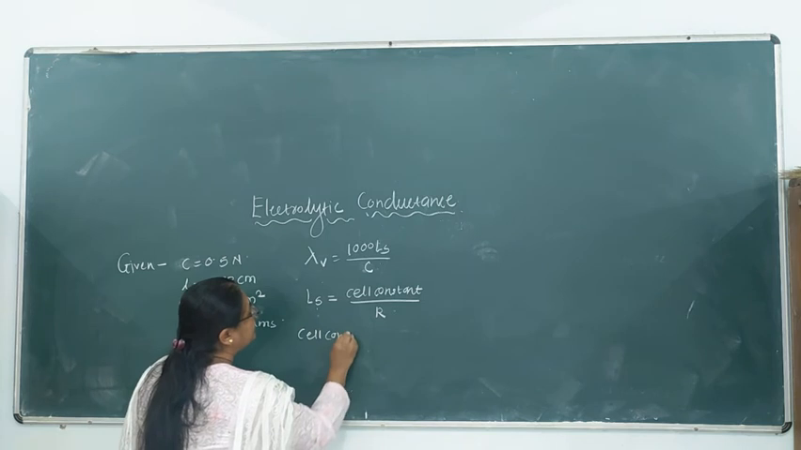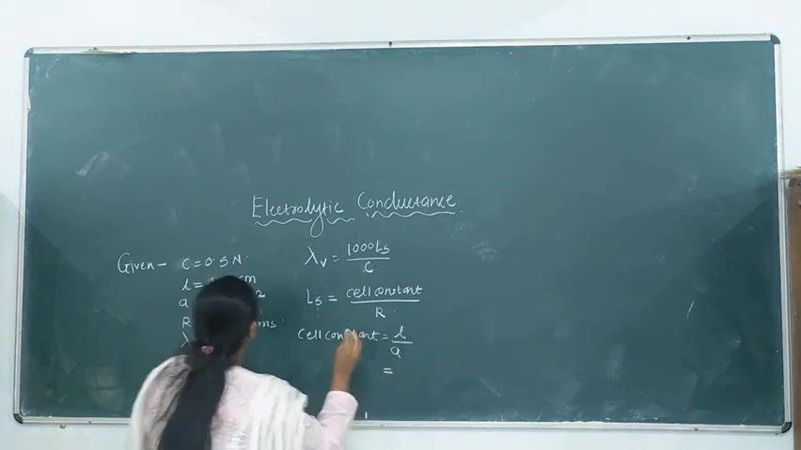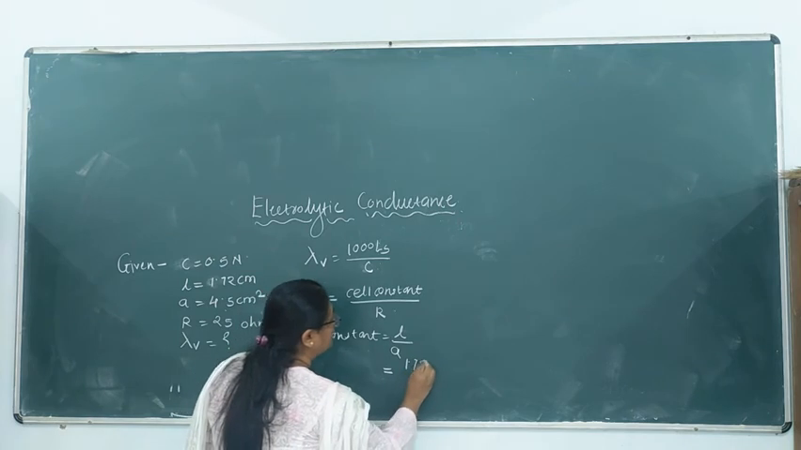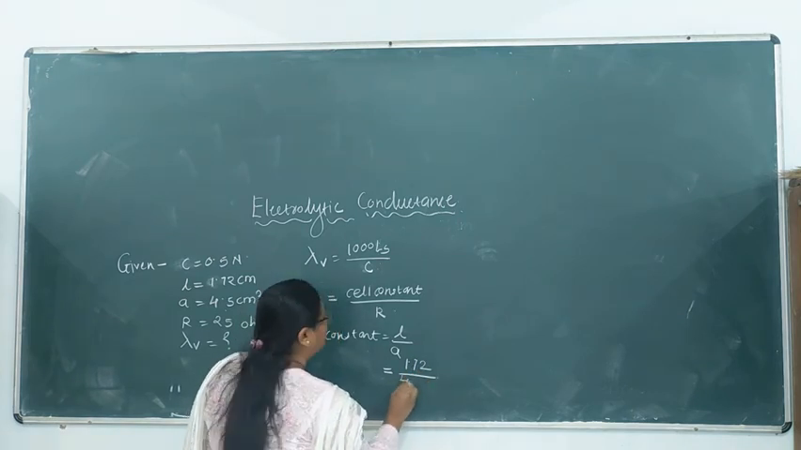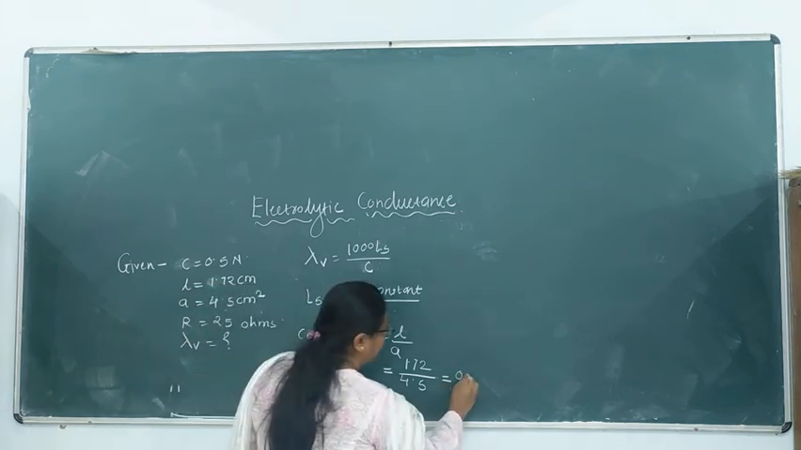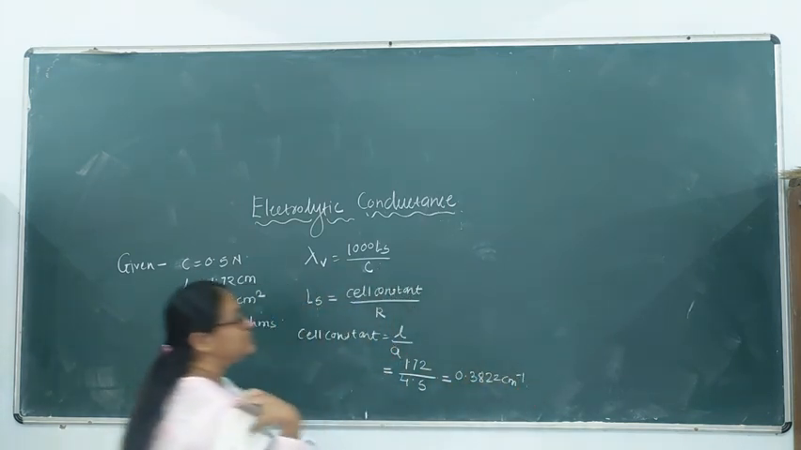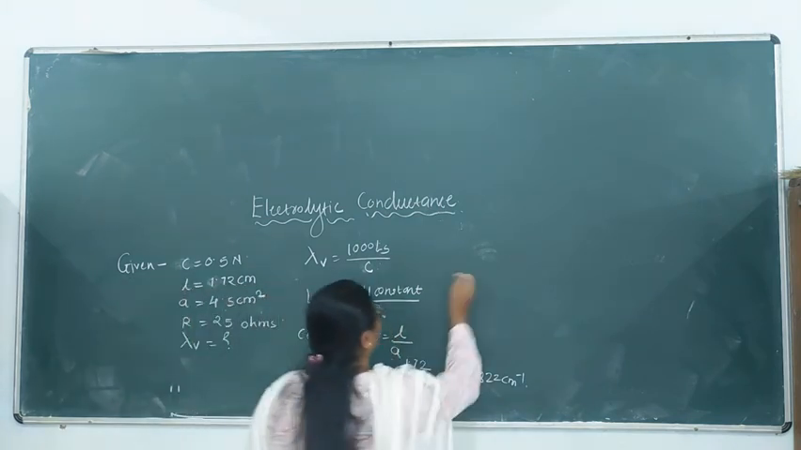So cell constant is nothing but L divided by A. Substitute the values. 1.72 divided by 4.5. So cell constant is 0.3822 centimeter inverse. This is the cell constant. Now you can calculate Ls.